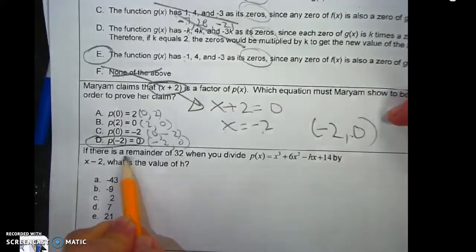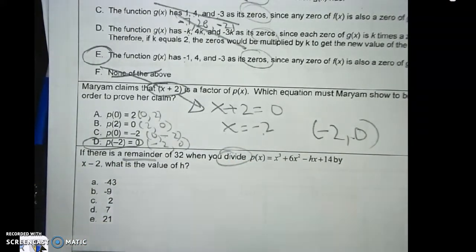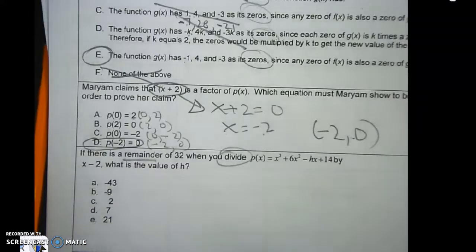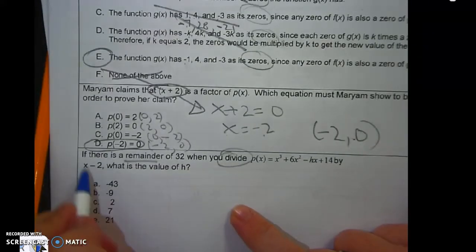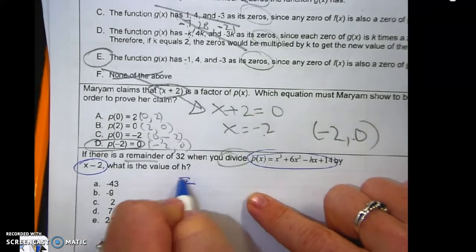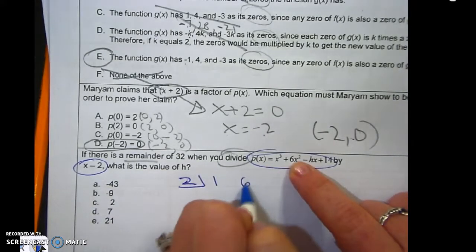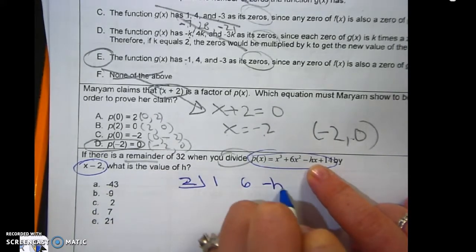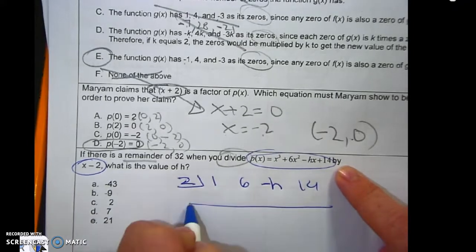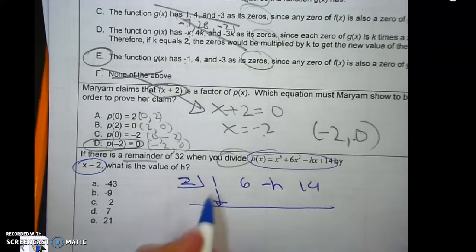Okay, the next one is saying if there's a remainder when you divide. Now you have two options. You can do long division or synthetic division. I prefer synthetic division, so that's what I'm going to do. They're saying take this and divide it by that. So I'm going to put a 2, because I always set it equal to 0, do my backwards L. 1, 6, -h, and 14. Draw my line, bring it down. When I bring it down, I get a 1.